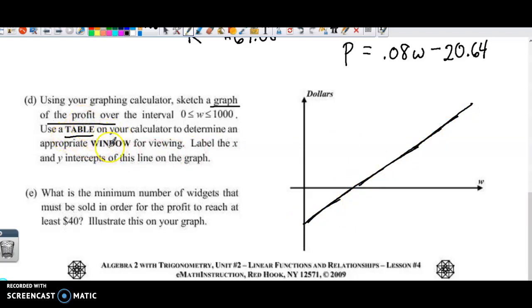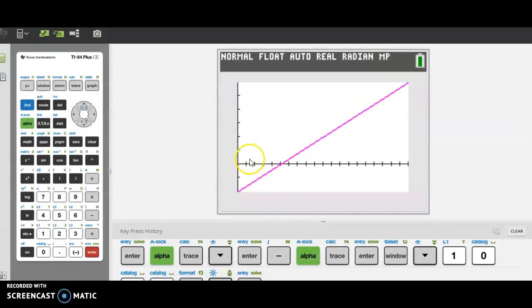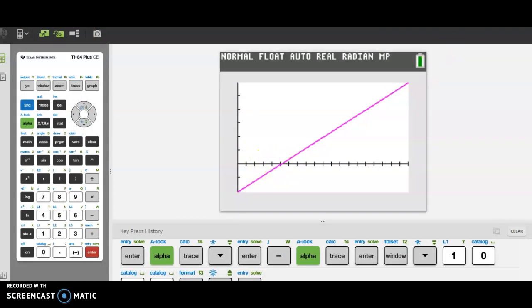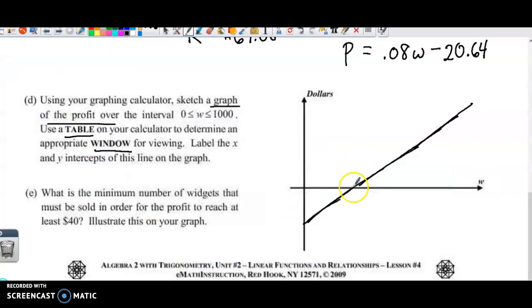So the directions here ask you to use your table and your window for perfect viewing. And the way I have it set up, I still have it counting by 50s. But what you should notice is that x-intercept is still 258. And the reason why that's still 258 is that's the first time that you start to make a profit.